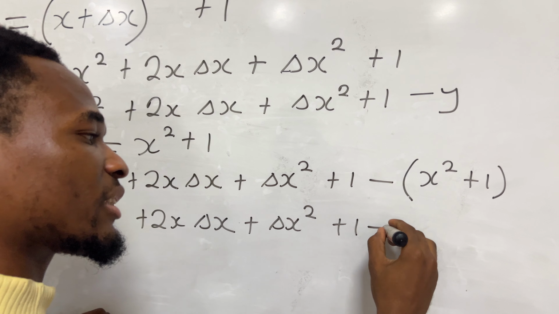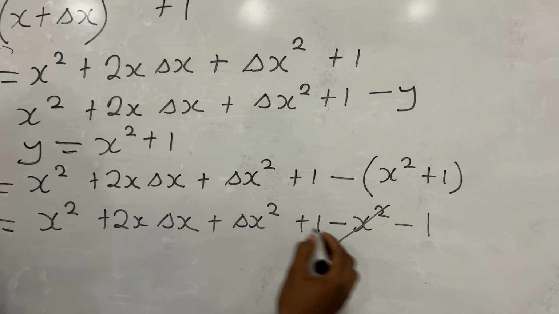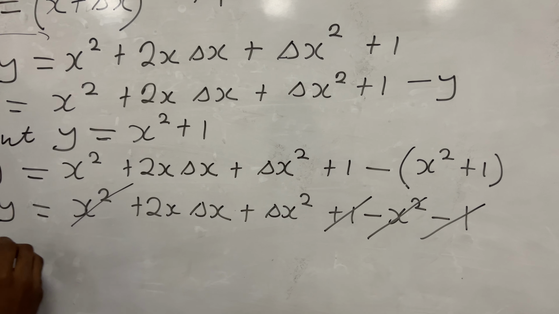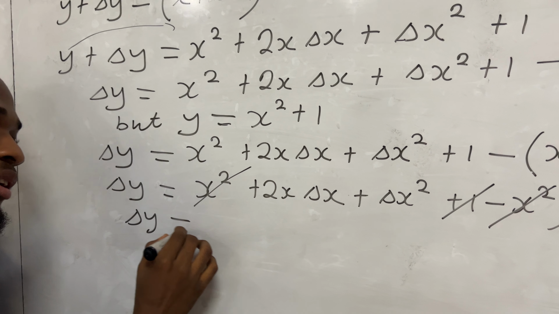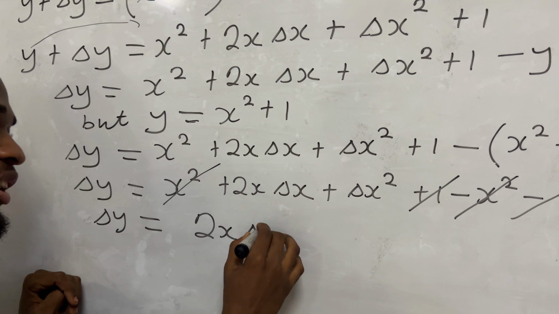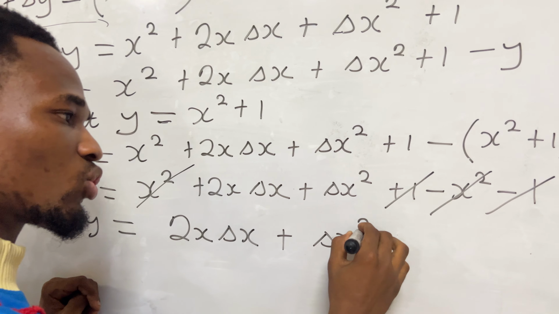I'll expand this, I'll get negative s squared negative 1. So clearly this will cancel that. Negative 1 will cancel positive 1. So I have change in y is equal to what? 2x change in x plus change in x squared.